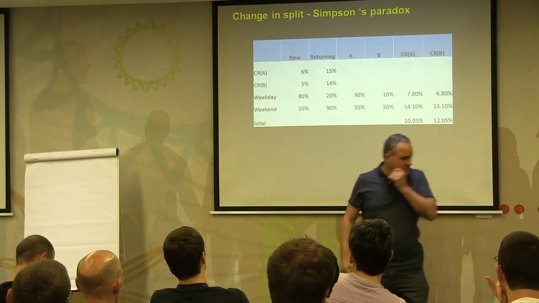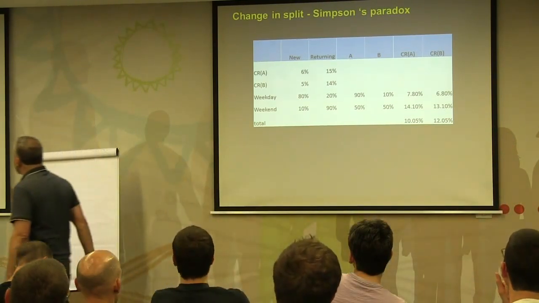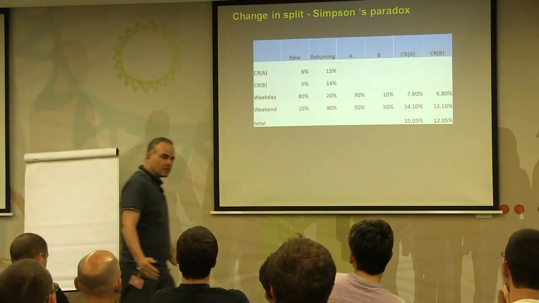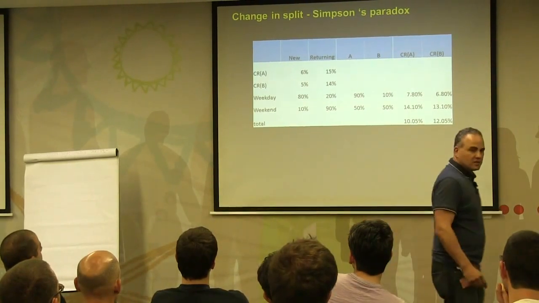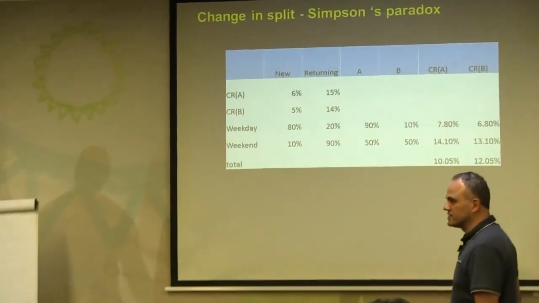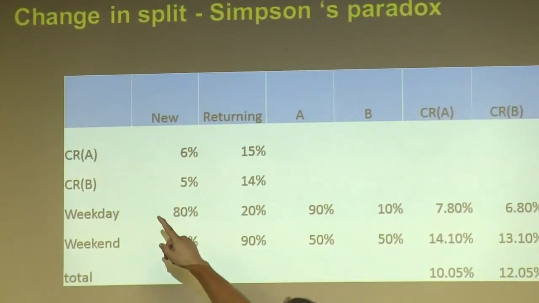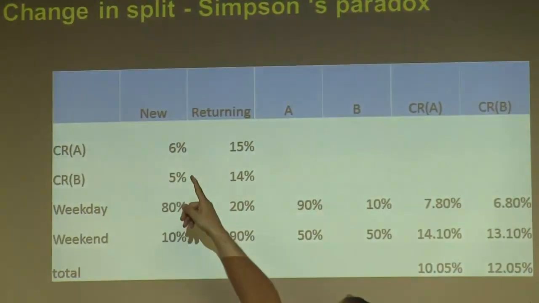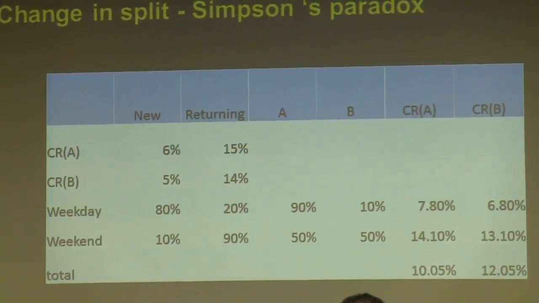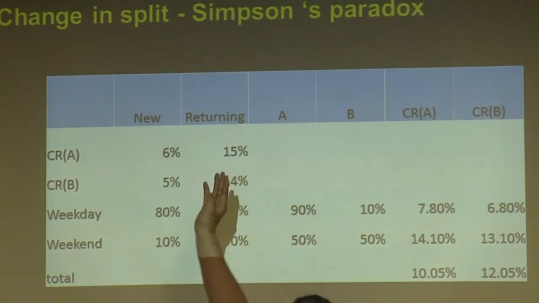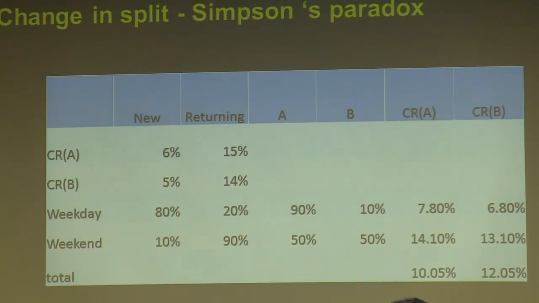This is the Simpson paradox. What is the example here? I have two types of visitors: new visitors, first time to my website, and returning visitors, who visited already before, and this is not the first visit. For this example, variation A is doing 6% conversion rate on the new ones and 15% on the returning ones. Variation B is doing 5% on the new and 40% on the returning. So definitely A is better than B. In both populations, it is better.